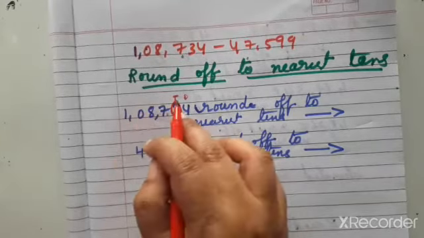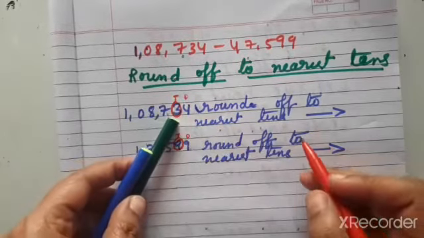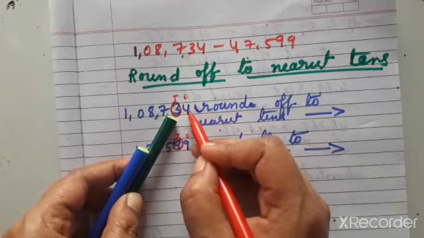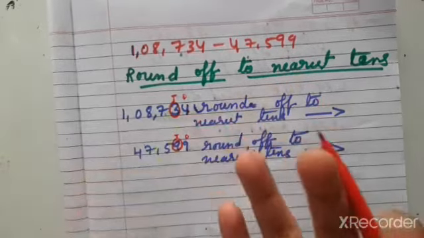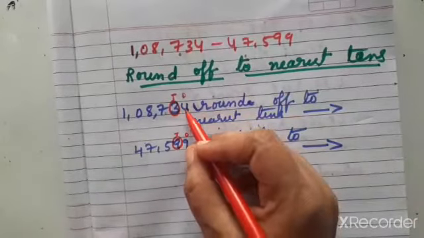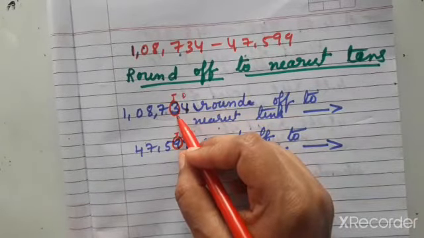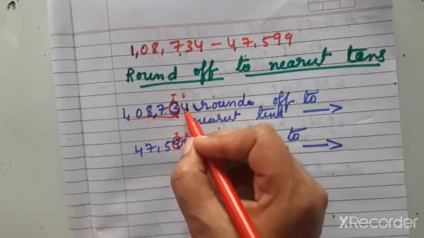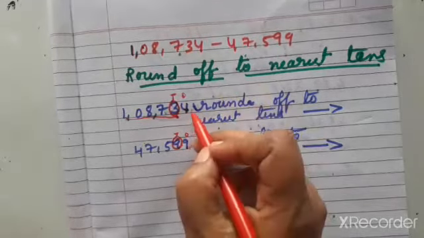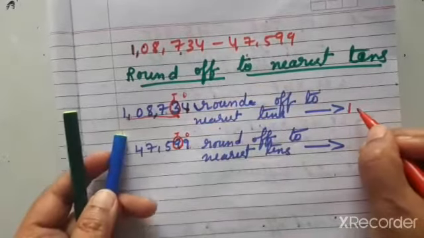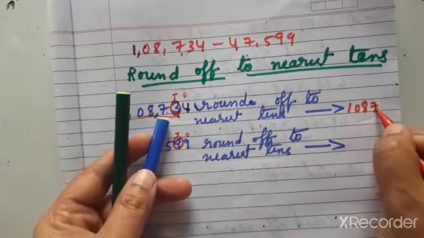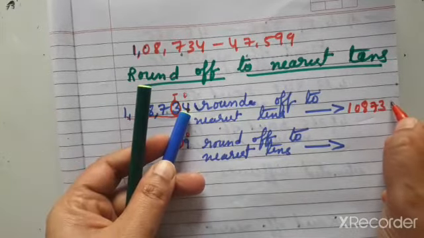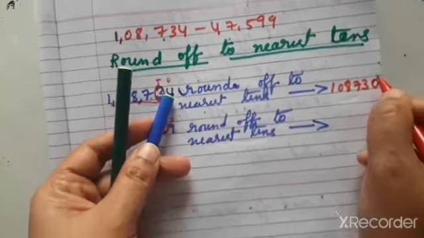Okay, 1,08,734. We checked the place value. The tens place is here, and we knock the door. Do you have 5 or more than 5 rupees? Means 5, 6, 7, 8, 9. Here it is less than 5, so he can't help. So the numbers till here remain the same, and once the door is knocked, he becomes poor, 0. So 1,08,730 as it is, because this number is less than 5, and the one whose door is knocked is 0 now.